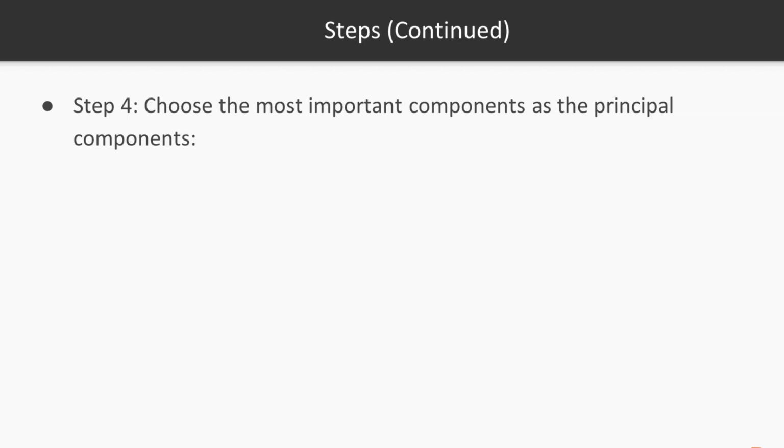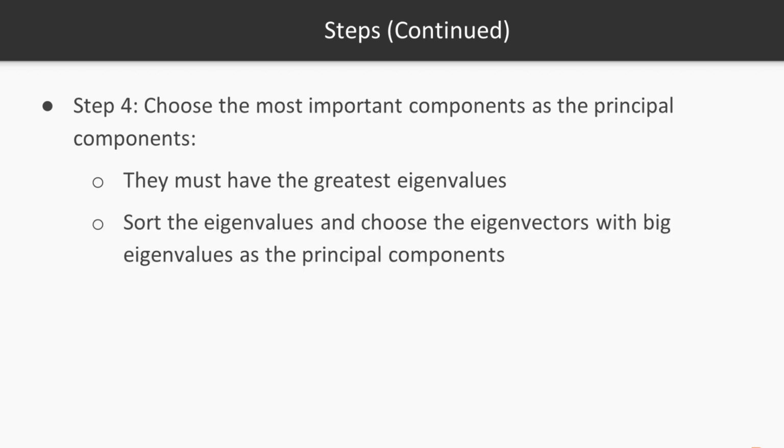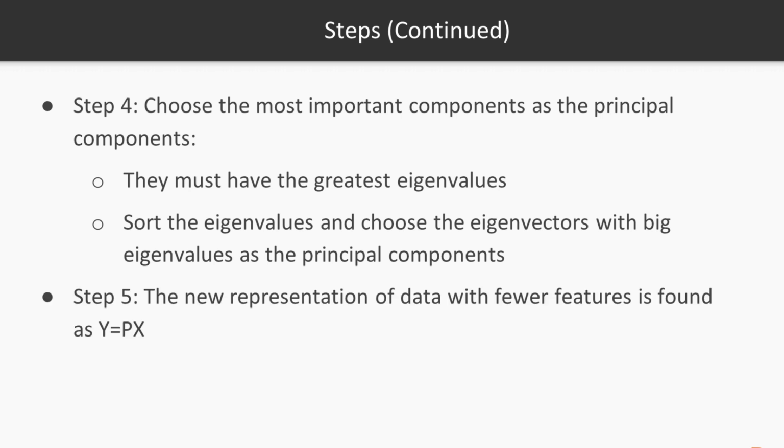Then we must choose the most important components as the principal components. They must have the greatest eigenvalues compared to the others. So at first, we should sort the eigenvalues and choose the eigenvectors with big eigenvalues as the principal components. It depends on the problem how many of these features must be kept and what percentage of data we need to preserve. The new representation of data with fewer features is found by Y equal to PX, in which P shows the principal components of X.